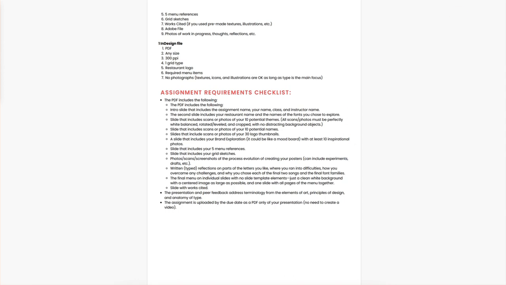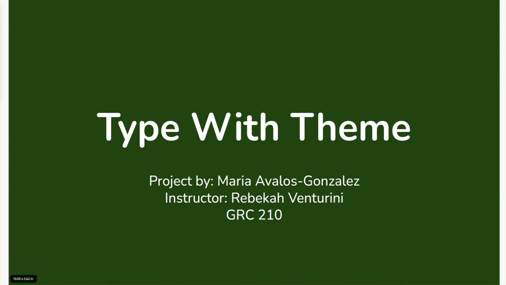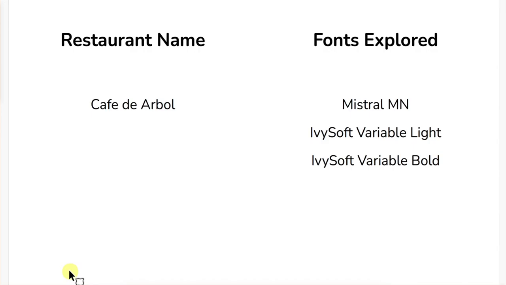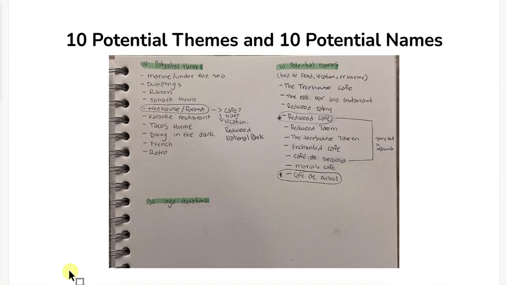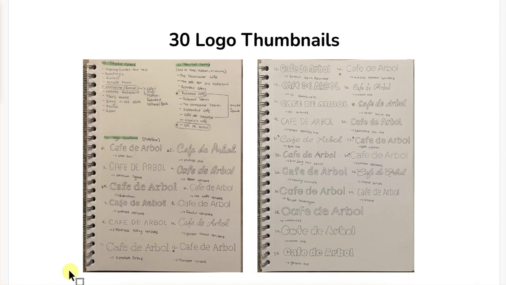I will fix those. So first up is Maria. So good first slide there. Your restaurant name is Cafe des Arbol, and your fonts that you used were Minstrel and Ivy Soft Variable. Your 10 potential themes here were like marine, underwater sea, dumplings, ramen, Sahara theme, treehouse or forest, which you chose. Karaoke, tacos, dining in the dark, French and retro. Great. All right. And then here are your logos.